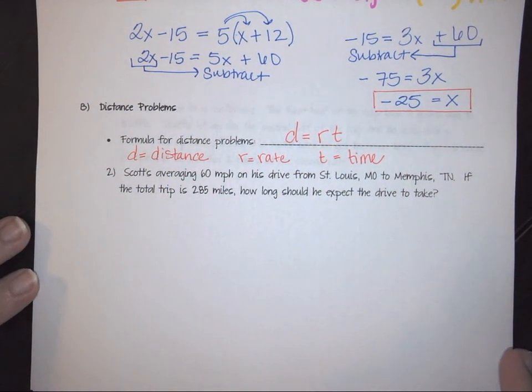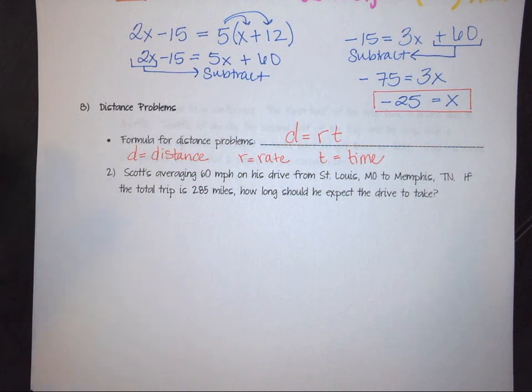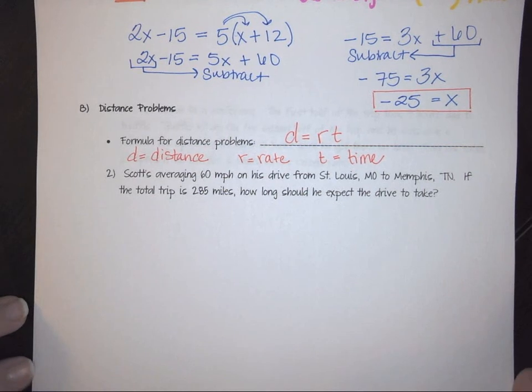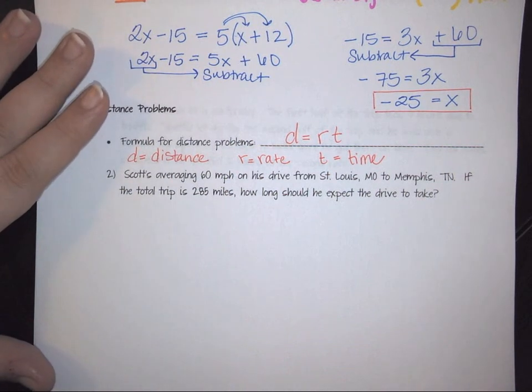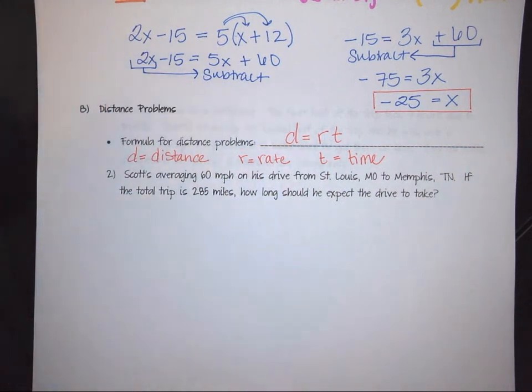So you have to be able to read your problem. Now, when we're talking about rate, in this case, we're usually talking about rates of travel, like miles per hour, kilometers per hour. Your distance might be in miles. And then your time, for the most part, is usually in hours, but it's going to depend on what your problem says. So here we have that Scott is averaging 60 miles per hour on his drive from St.